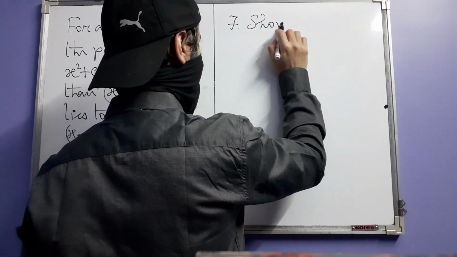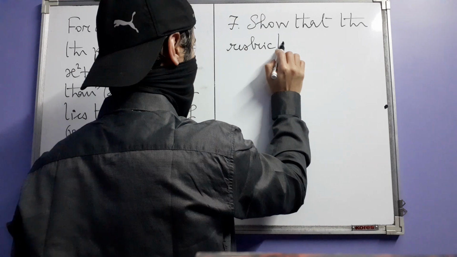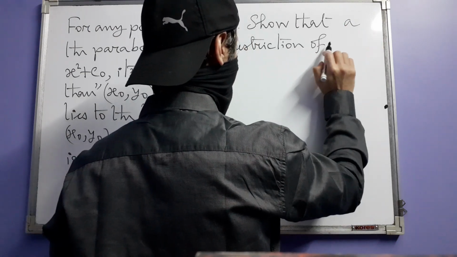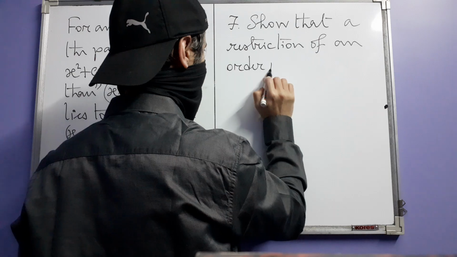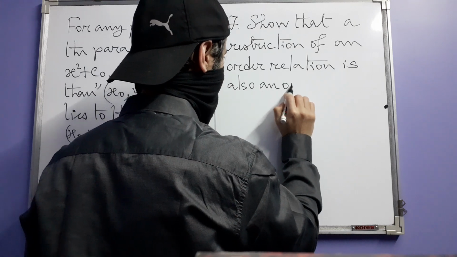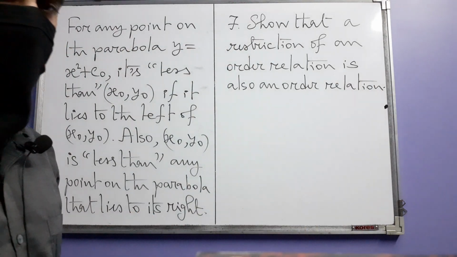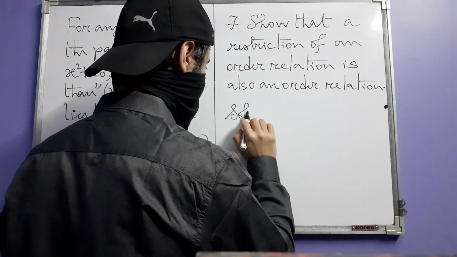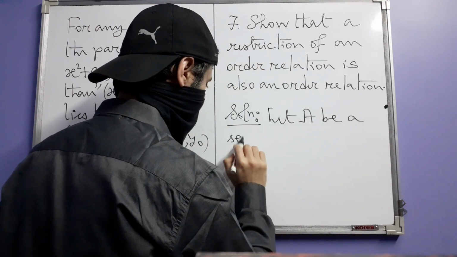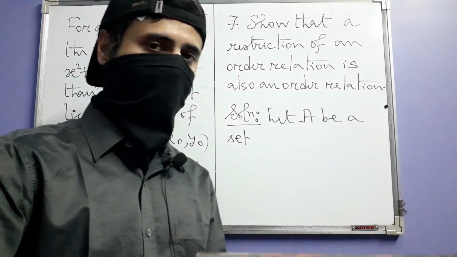Problem 7. Show that a restriction of an ordered relation is also an ordered relation. What do we mean by restriction? Let's see. So we will start by considering an ordered set A.